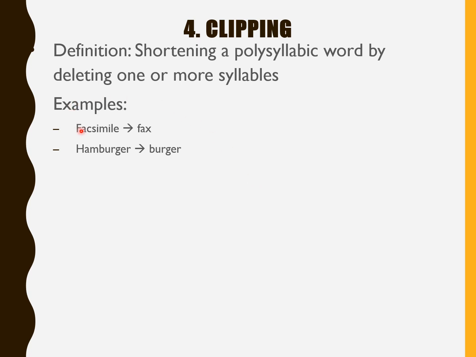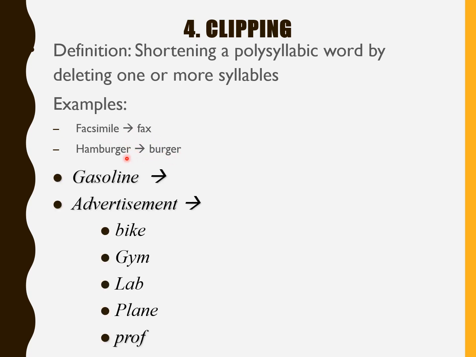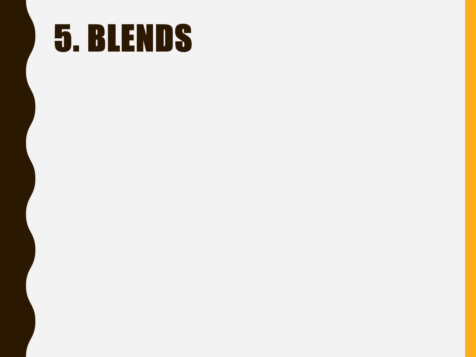And here the common examples are fax, which is made from facsimile. Burger, from the word hamburger. Gasoline turned into gas. Advertisement turned into ad or advert. Bike was derived from the word bicycle. Gym, from gymnastics. Lab, laboratory. Plane, airplane. And prove, improvement. So now let's move to the next page. Blending.